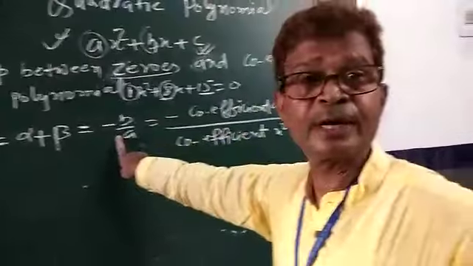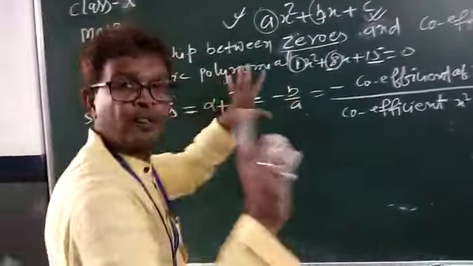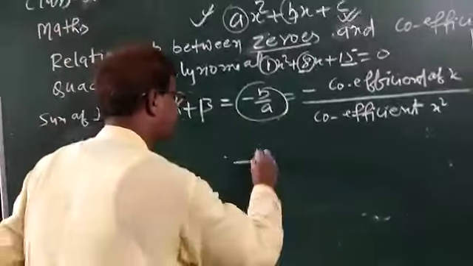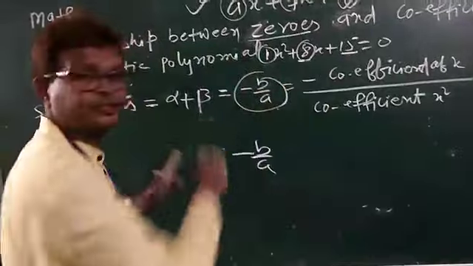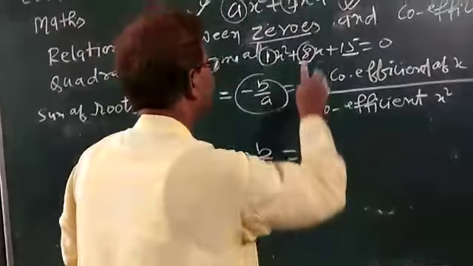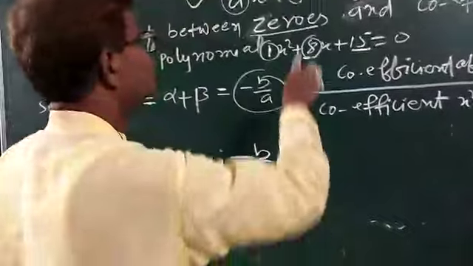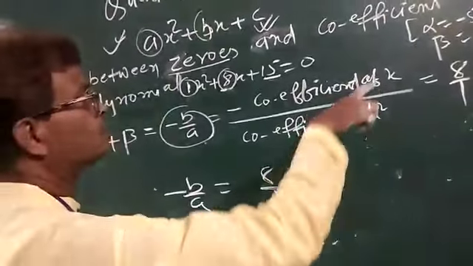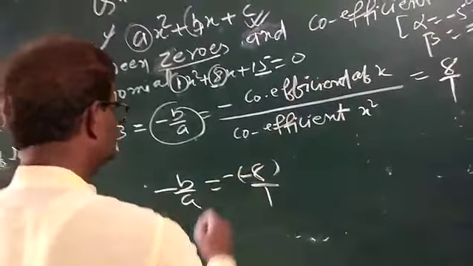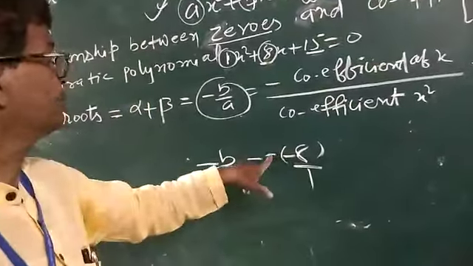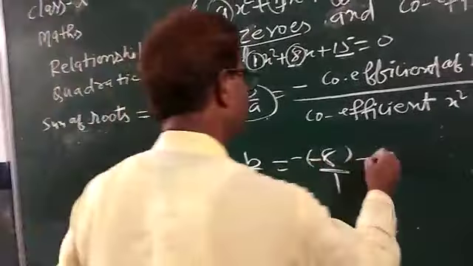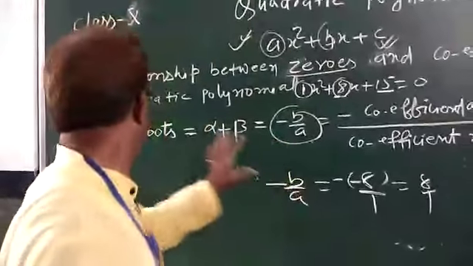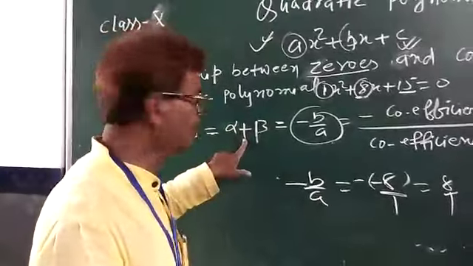And naturally, if you are going to have the value independently of minus b by a in this expression, take it. The value of b is here 8, and the value of minus b by a will be equal to 8 by 1. So the first condition is satisfied, that the sum of the roots.